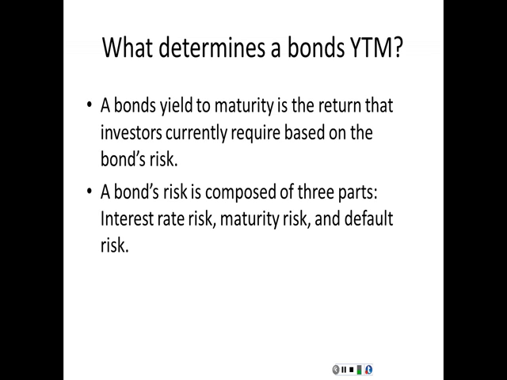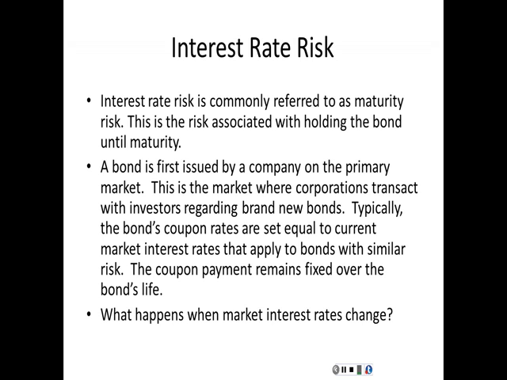Bonds yield to maturity is determined by interest rate risk, maturity risk, and default risk. Interest rate risk is sometimes called maturity risk. It's sometimes called time risk. It's just the risk you experience from holding a bond until it matures. And the way it works, the longer the time I plan on holding the bond, the more risk I face.